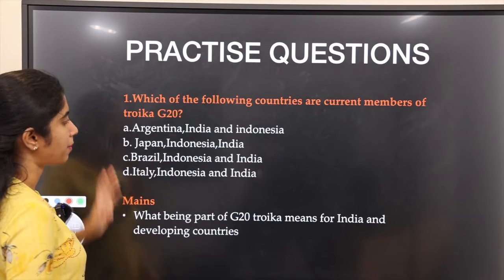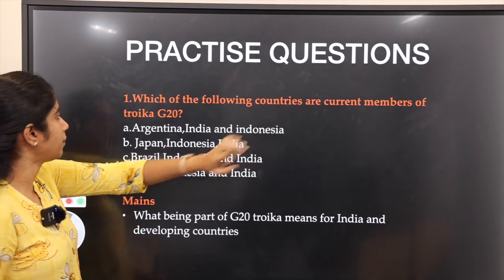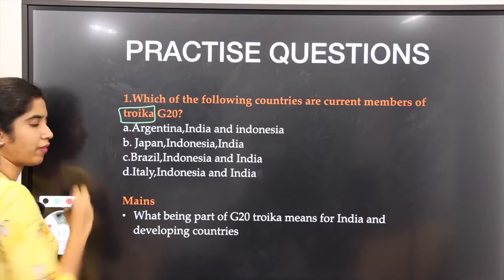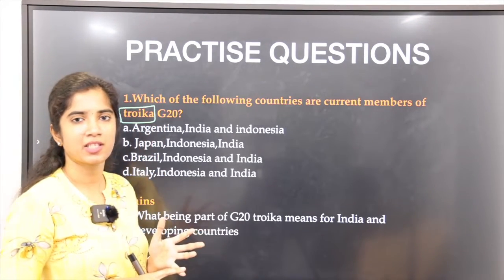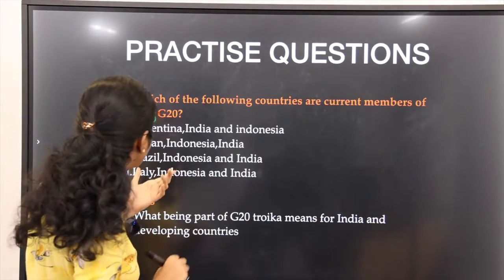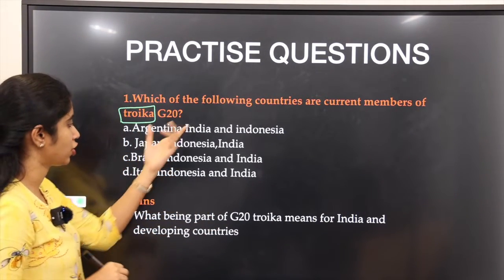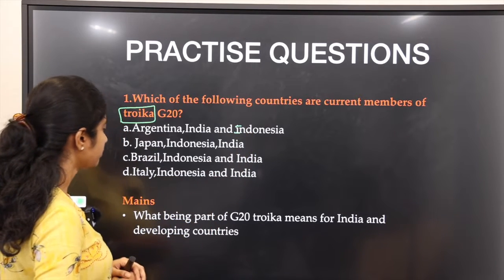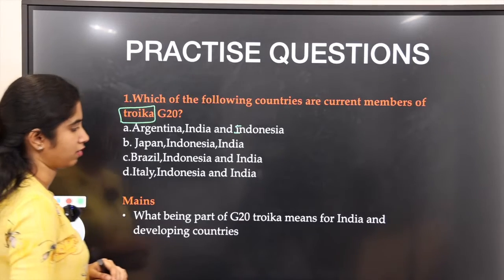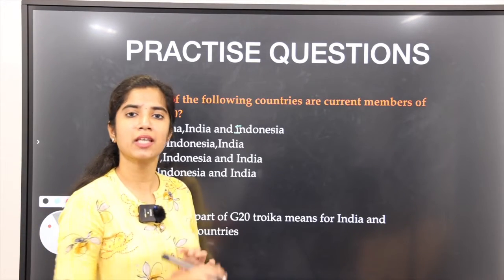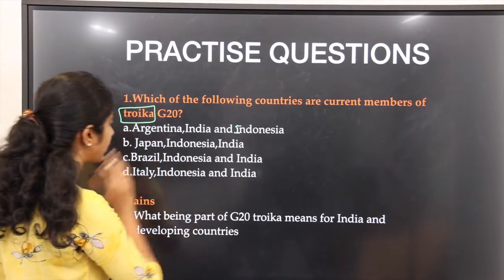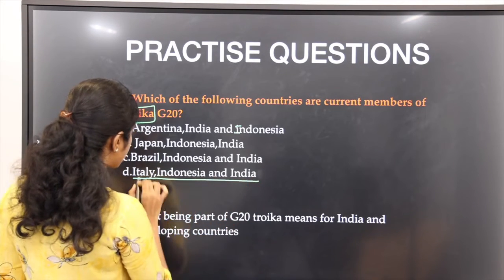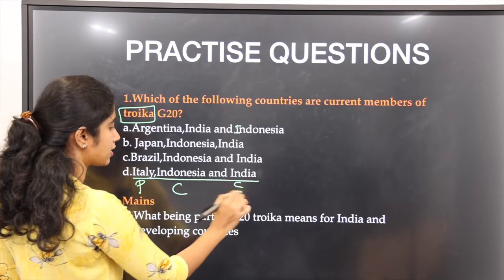Next, this is a practice question. Which of the following countries are current members of the Troika of G20? What is this Troika? We have already seen it: current presidency, predecessor and successor. Which is the current presidency? Indonesia. So we have Indonesia in all four options. The next country which is going to host is India. The previous country which hosted is Italy. So this is the correct answer. This is the predecessor, this is the current, and this is the successor.